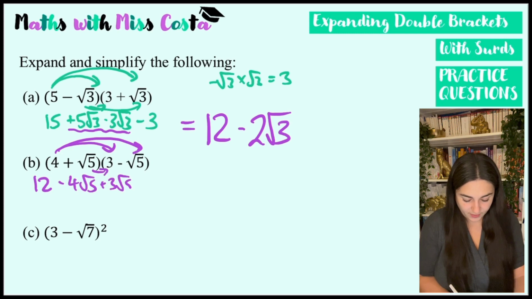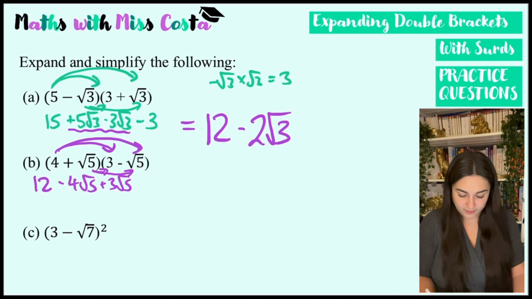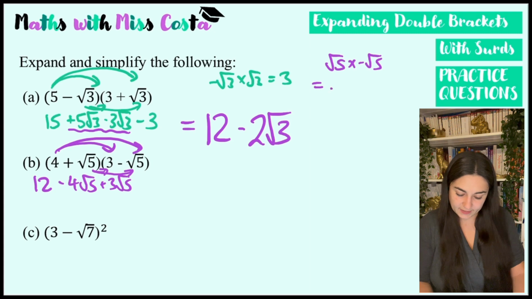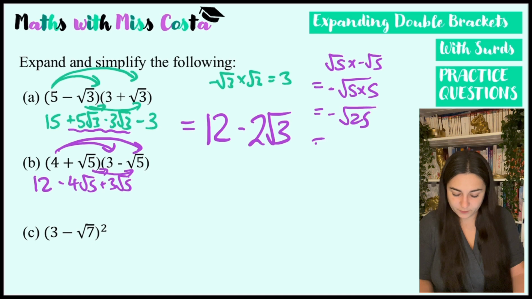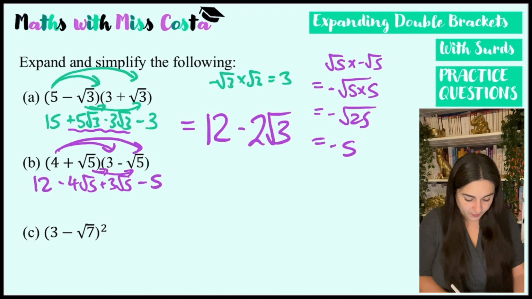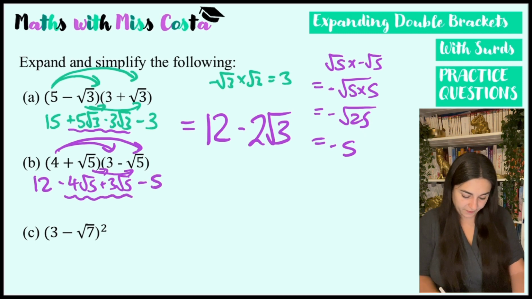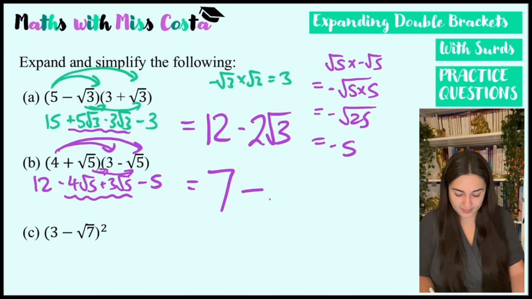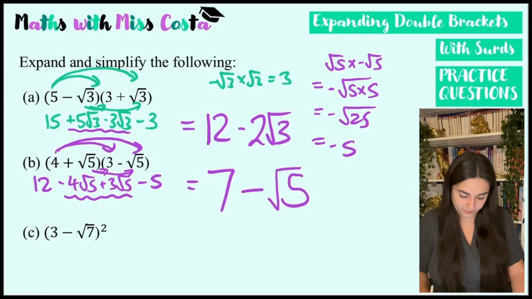3 times root 5 and root 5 times root 5. So once again, root 5 times negative root 5, you can write it like this if you like. Negative 5 times 5, which would be negative 25, which would be negative 5. So I write that there. Simplify the like terms. So 12 take 5 is 7. So 7 and negative 4 plus 3 is going to be negative 1. So that would be negative root 5. So 7 take root 5.